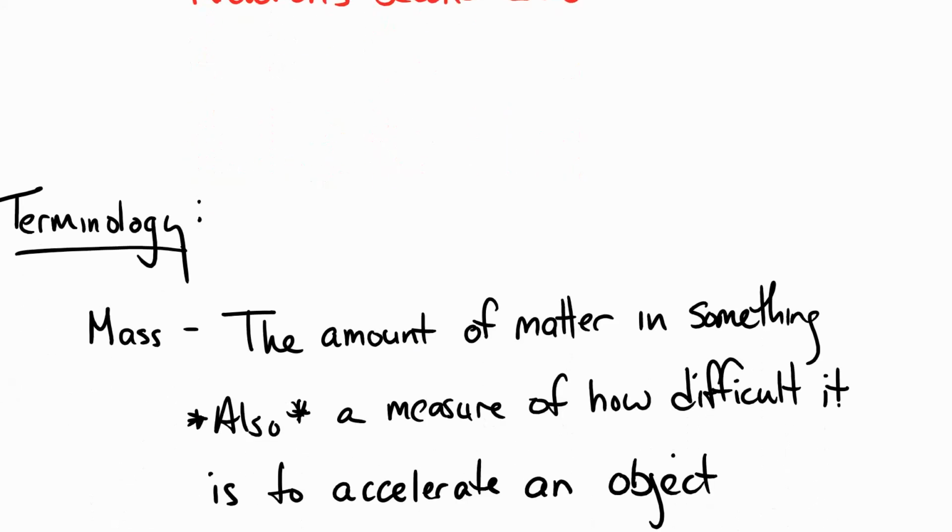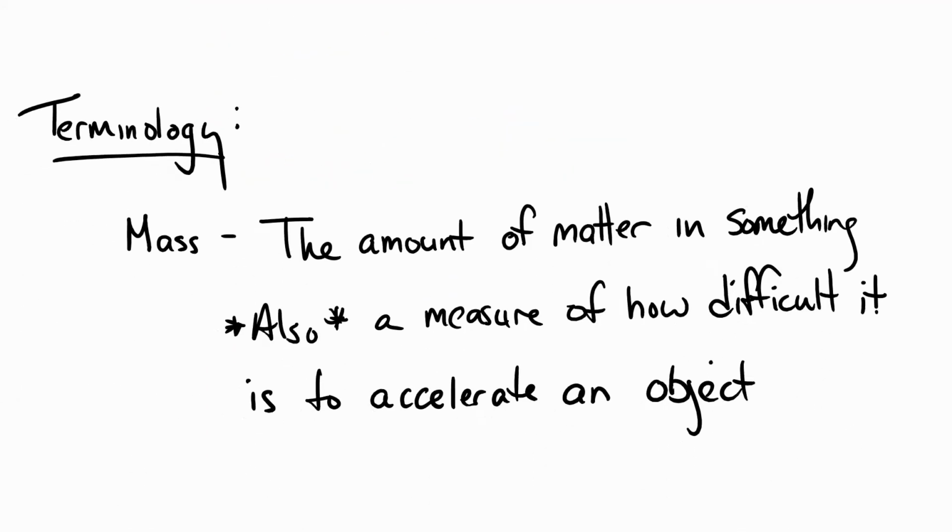Now, some terminology to be a little more specific. When we talk about mass, you've probably got in the textbook definition that mass is the amount of matter in something, and that if you don't have mass, you don't matter. Or you don't matter if you don't have mass. There's a pun in there, but I'm not really fishing it out right now. It is also a measure of how difficult it is to accelerate an object. And this is the kind of mass that we are talking about right now.